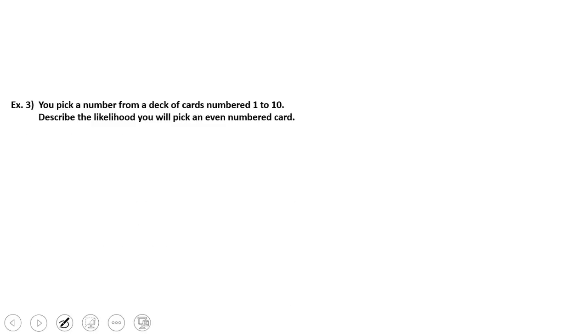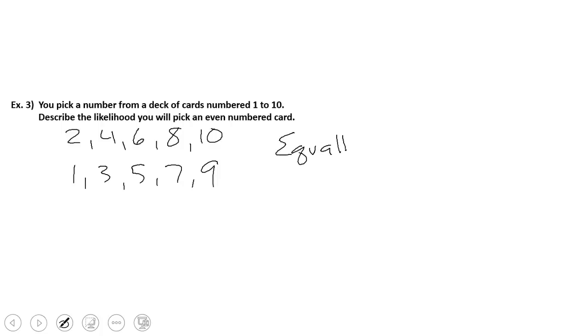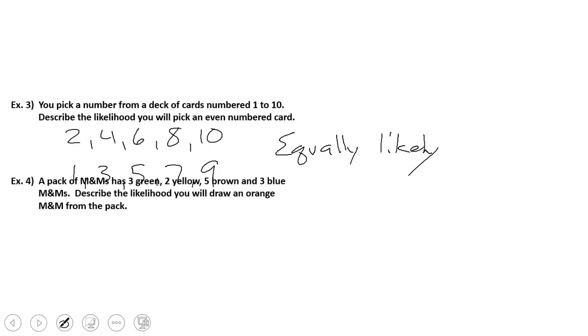Number 3: you pick a number from a deck of cards numbered 1 to 10. Describe the likelihood that you will pick an even number. Well, we have even numbers of 2, 4, 6, 8, and 10. And we have odd numbers of 1, 3, 5, 7, and 9. So that looks about 50-50 to me. So it's equally likely. Very good.